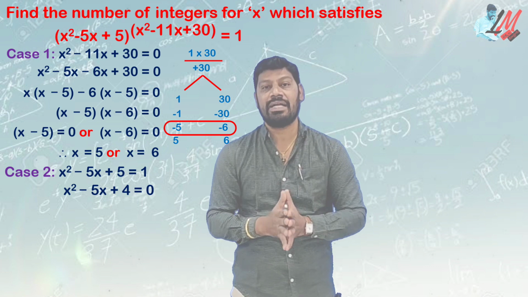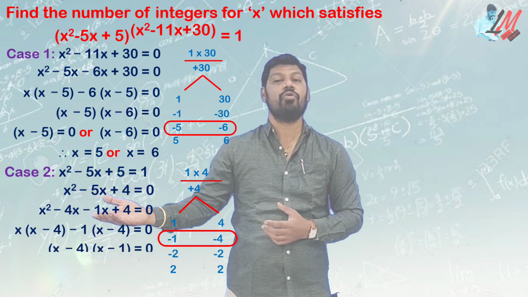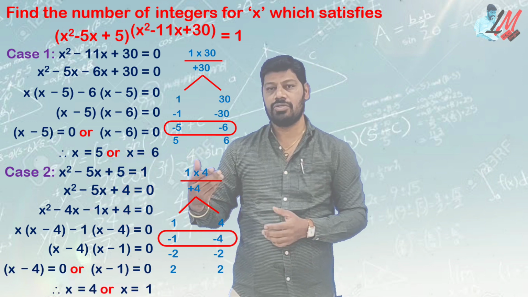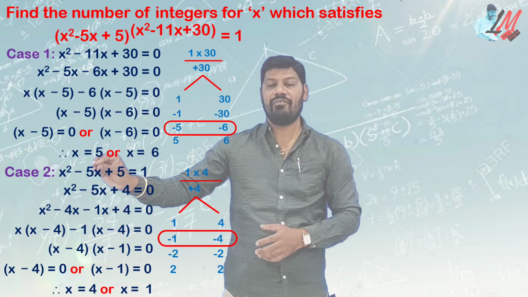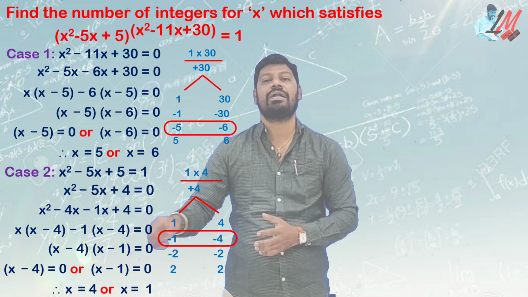Again with the simple factorization method, if you solve, you are going to get (x − 4)(x − 1) as the factors for the given quadratic equation. So x = 1 and 4 are the two integer values for this case. On the whole, here we got 5 and 6, here we got 1 and 4.